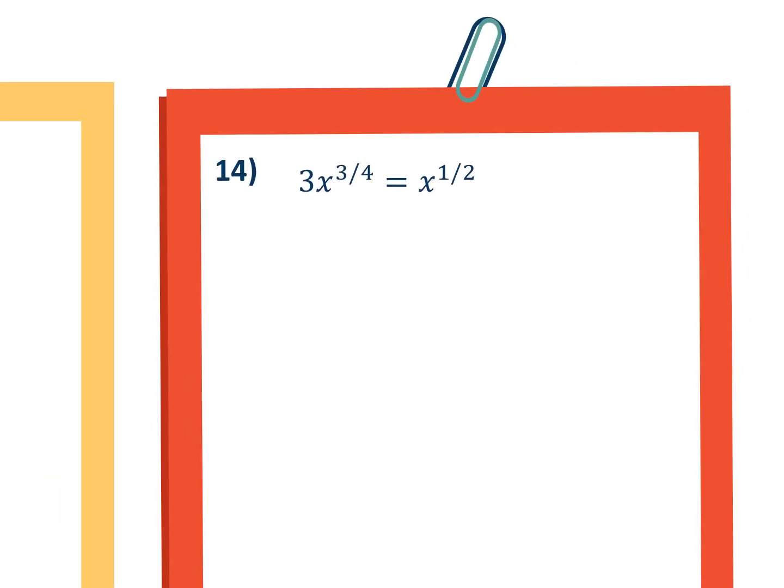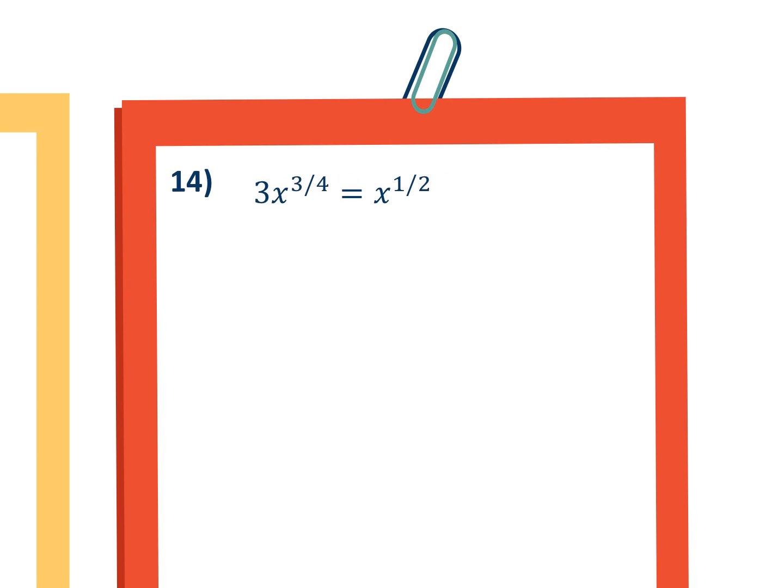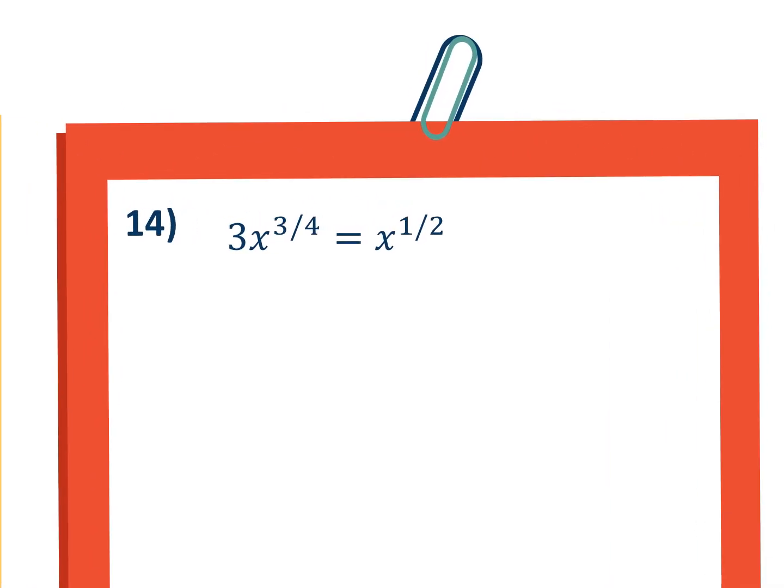All right, and then let's look at the last one. So again, you want to raise both sides to a common denominator. Now in this case, 3/4 and 1/2. The least common denominator is going to be 4, right? Between 4 and 2 is going to be a 4. Let's raise both sides to the 4th power.